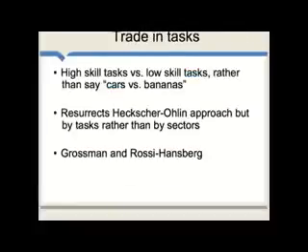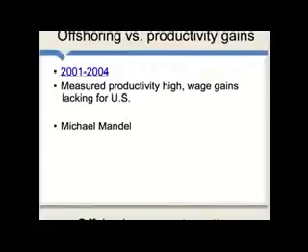So, if we reconceptualize international trade as between high-skilled tasks and low-skilled tasks, rather than, say, different sectors where you're trading cars for bananas, this allows us to partially resurrect a Heckscher-Ohlin approach, where we can think of the wealthier countries as having superior endowments for the high-skilled tasks and the poorer countries as having superior endowments for the low-skilled tasks. Some commentators have wondered whether offshoring is the new way in which we're taking some of our productivity gains.